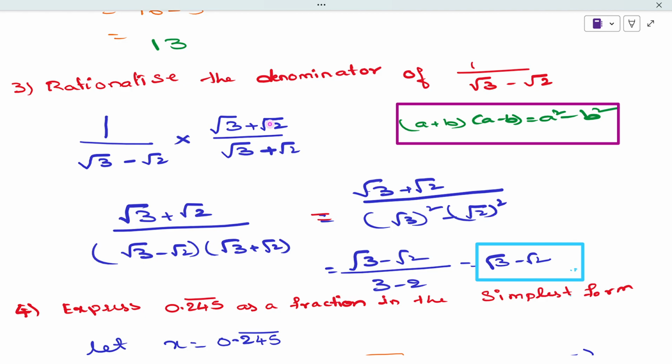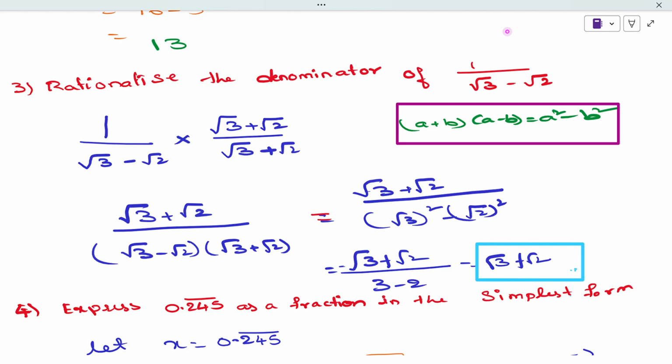Next, root 3 plus root 2 as it is, and down they are in the form of a plus b into a minus b. A plus b into a minus b is a square minus b square. So here, first one square minus second one square: root 3 whole square minus root 2 whole square. In the numerator, root 3 plus root 2 as it is.